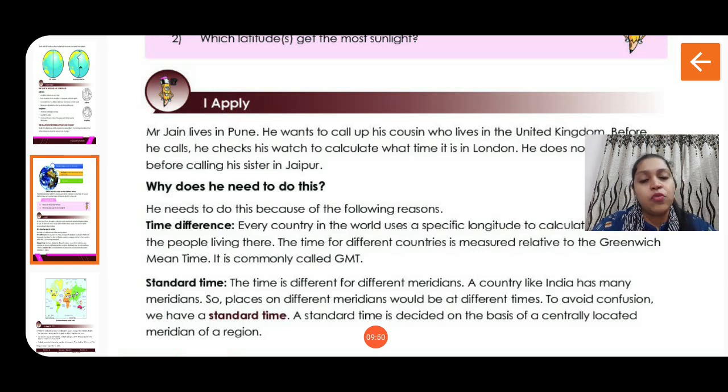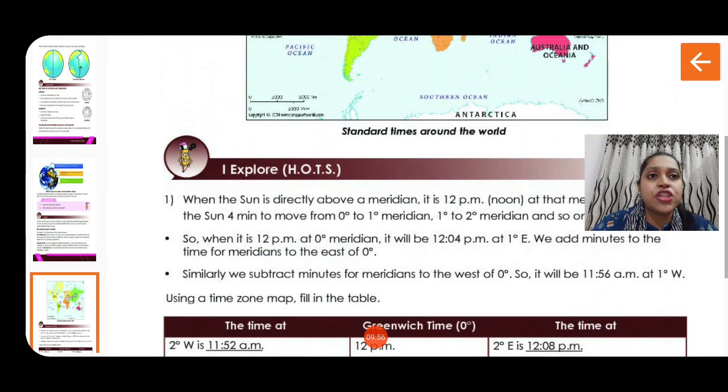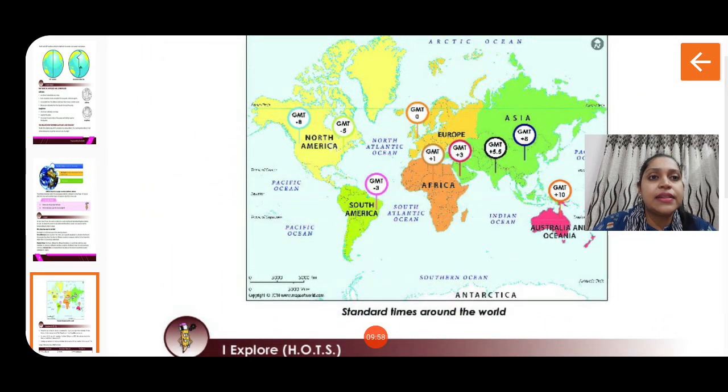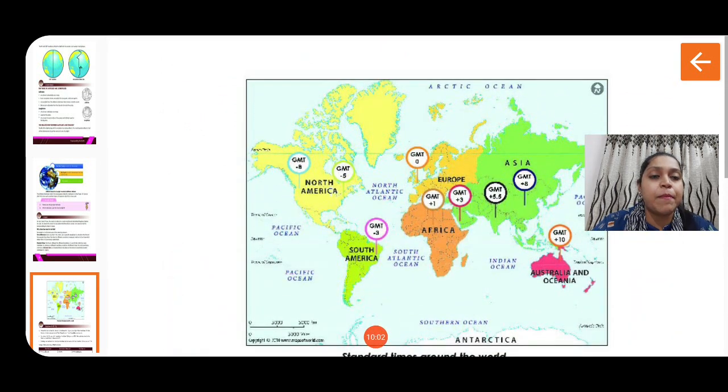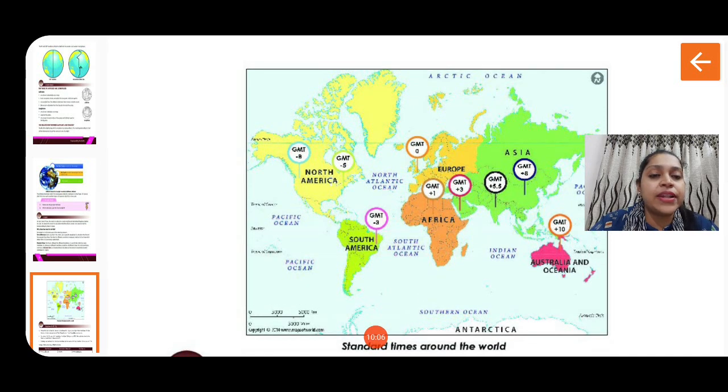So children, we shall stop here. We have come to the end of the lesson. Turn to the next page, page number 11. There the map of the world is given, and different standard times around the world are shown, relative to the time of Greenwich.